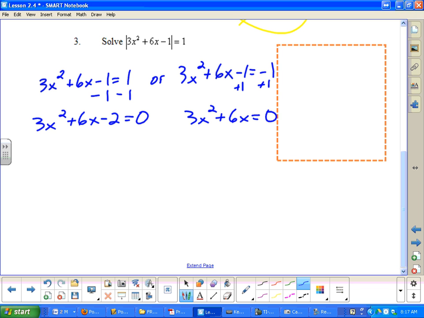So I'm going to do the right one first because that's just easier. On the right side, I can factor out 3x. So x equals 0 or negative 2. Can we factor the other side? No? Because 3 times 2 is 6, and if I subtract 1, I get 5, right?